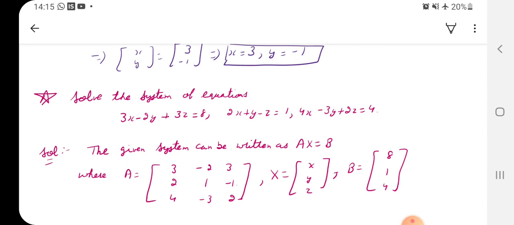Now another last question based on this, determinants and solution of system of equations. So now they have given one solution of system of equations.